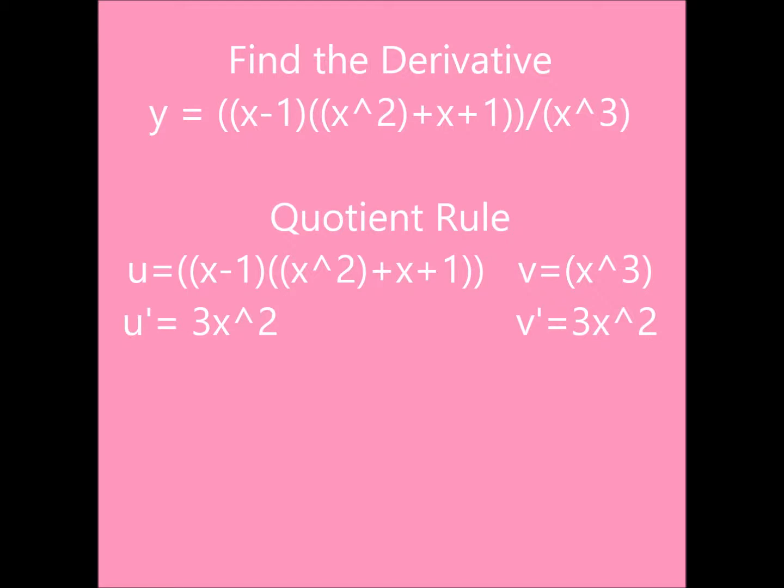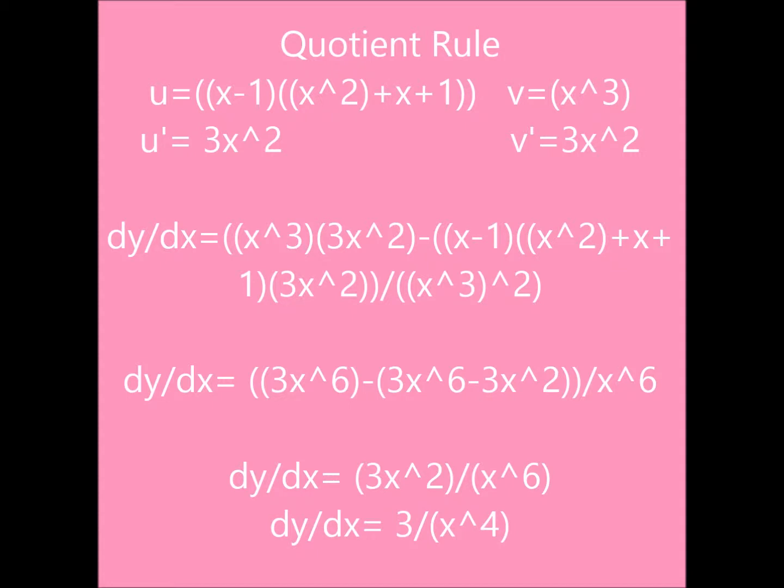When you plug in the values of u, v, u prime, and v prime, you get the quantity x cubed times 3x squared minus the quantity x minus 1 times x squared plus x plus 1 times 3x squared, all divided by x cubed squared. This can be reduced to 3x to the 6th minus the quantity 3x to the 6th minus 3x squared all over x to the 6th.